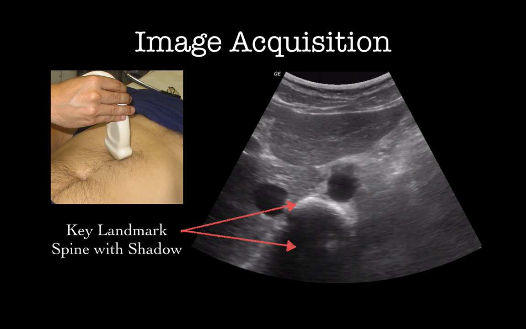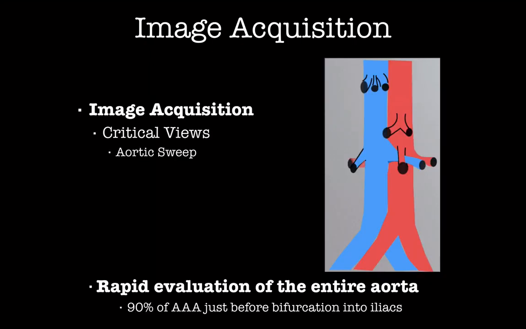So if we identify the spine, we know where the back is. We know how deep we need to look. The aorta rides just above the spine, so if we identify the spine, we should be able to find the aorta. Now, sometimes we get our probe backwards between right and left in orientation. So the next thing to look for is the liver. If you find the liver, then you know right from left. And if you know that the IVC goes through the liver, you know the other structures, the aorta.